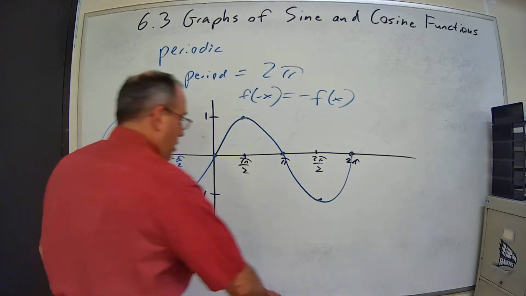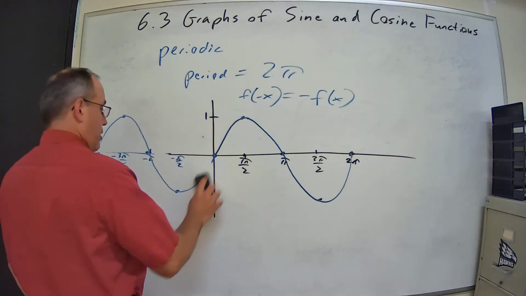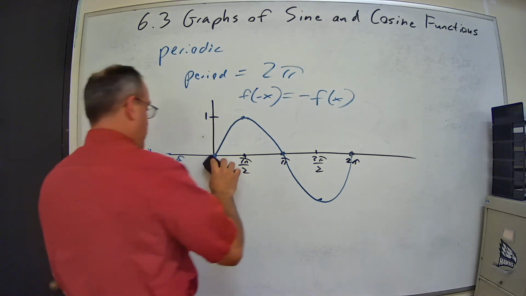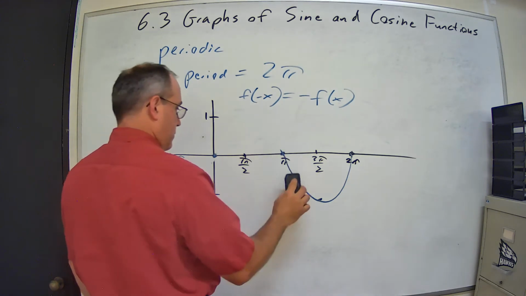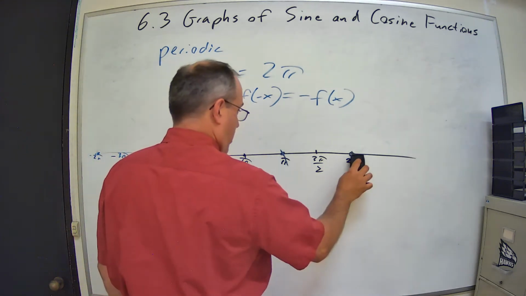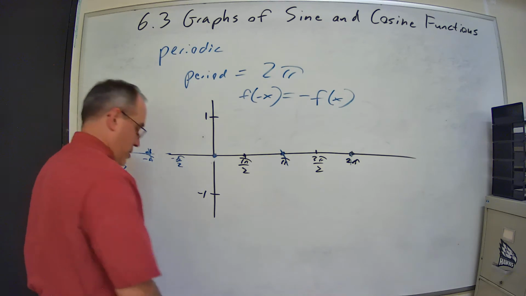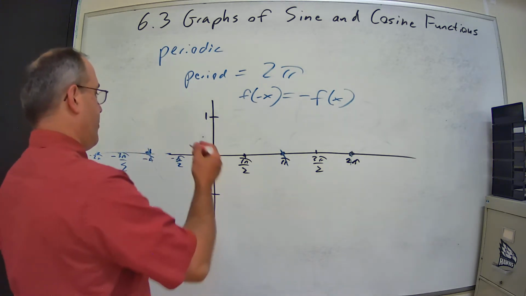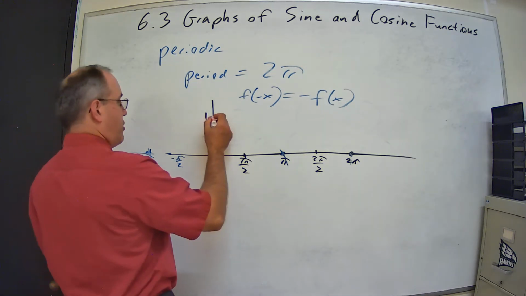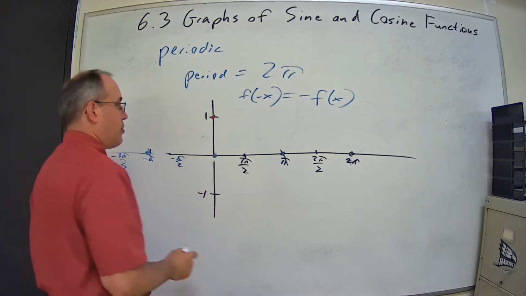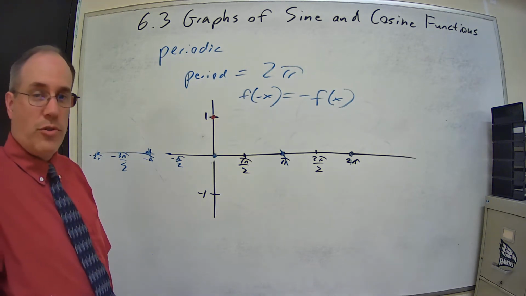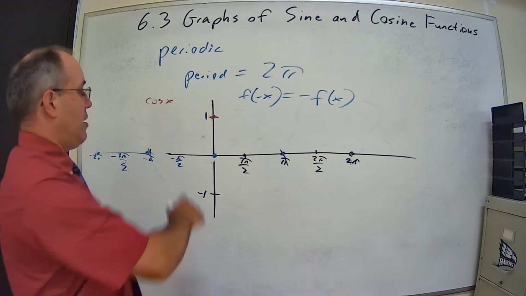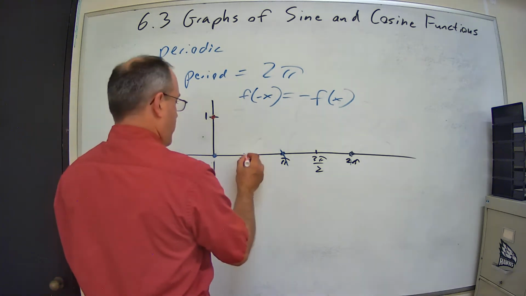Cosine function, very similar. I'm going to leave my measurements in there because I'm just going to use those again, somewhat without making too much of a mess. The cosine function starts at 1 when x is equal to 0. Cosine is equal to 1.